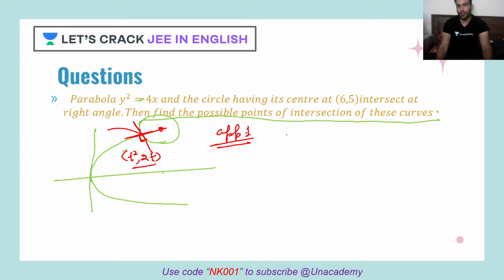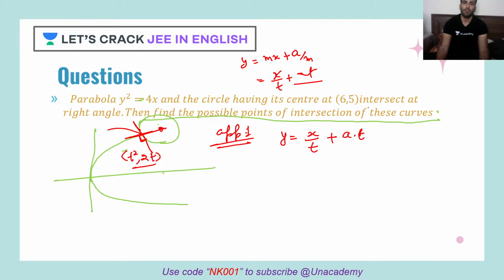So what is the parametric form? y is equal to x by t plus at. Remember that? Hope you remember this. How do I remember it? I remember the slope form: y is equal to mx plus a by m. So I just change m to t, so 1 by t. So this becomes this and this becomes this. That's how I remember it. So you can also remember this.